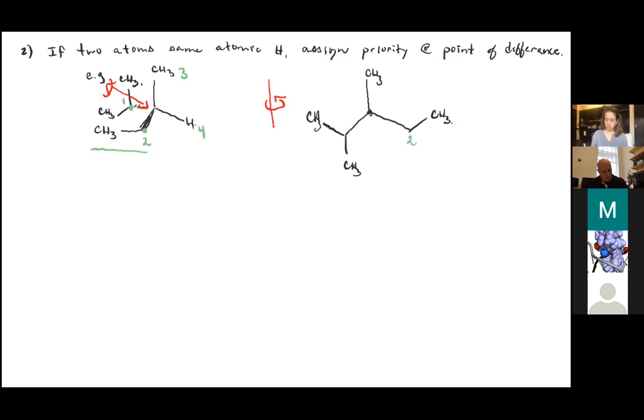And so then I just copy my numbers over. So 1, 2, 3, draw my arrow. And so this is the S enantiomer of that molecule.